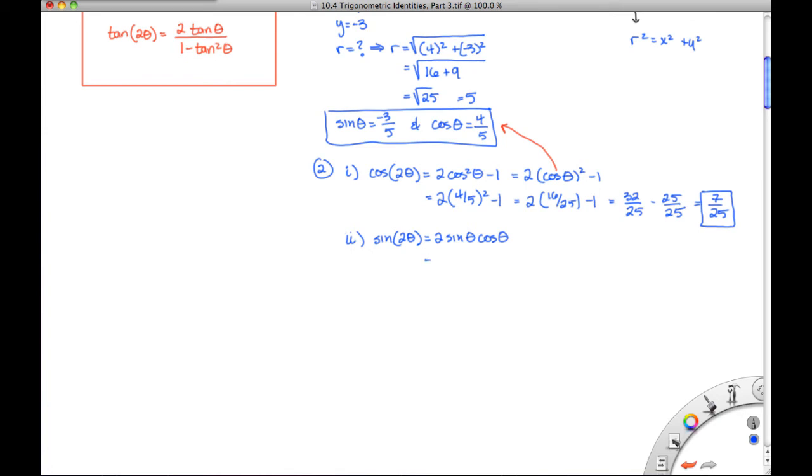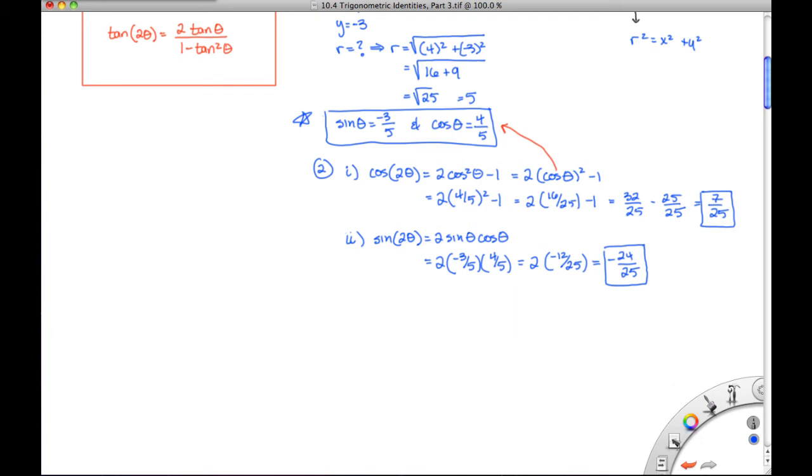So we know that this is going to be equal to 2 times the sine of theta, which is -3/5, times the cosine of theta, which is 4/5. And we just multiply all this out. And when we do, we're going to get 2 times -12/25, which will give us -24 over 25. And that's the value of the sine of 2 theta. So using those identities and by finding that sine and cosine first, that's crucial to be able to do problems like this. Then we can just plug those values into our identities.